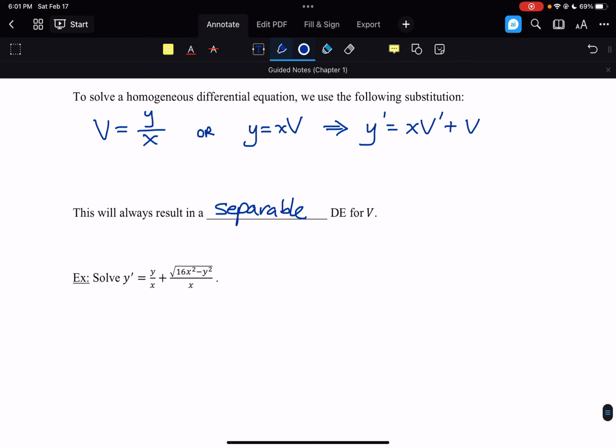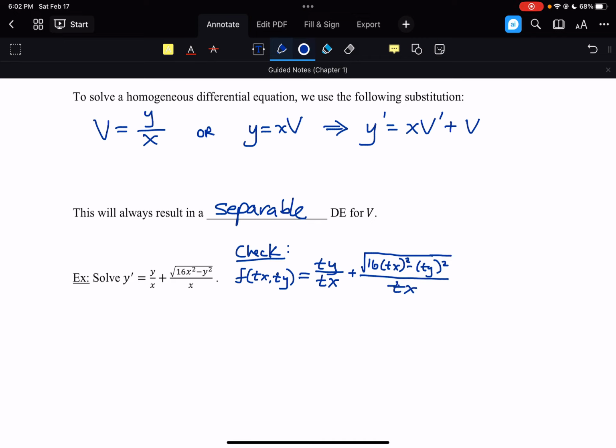So for this example, the first thing we want to check, so this is solve y prime equals y over x plus square root of 16x squared minus y squared over x. We want to check and make sure that it is homogeneous of degree 0. So we're going to take f of tx and ty. So that's going to be ty over tx plus the square root of 16 tx squared minus ty squared all over tx.